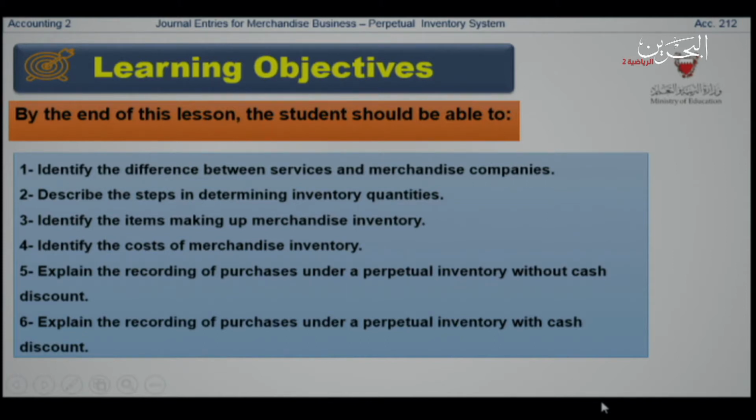Thirdly, identify the items making up merchandise inventory. Fourthly, identify the cost of merchandise inventory. And fifthly, explain the recording of purchase under a perpetual inventory system without cash discount. And we will finally end with explaining the recording of purchase under a perpetual inventory system with cash discount.